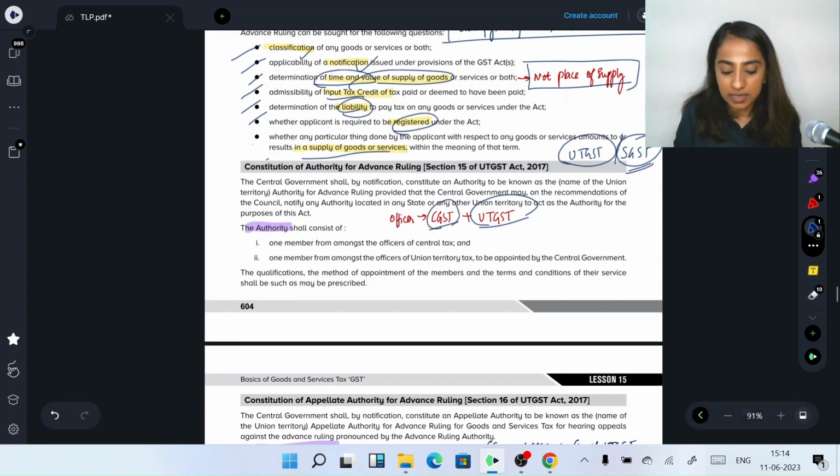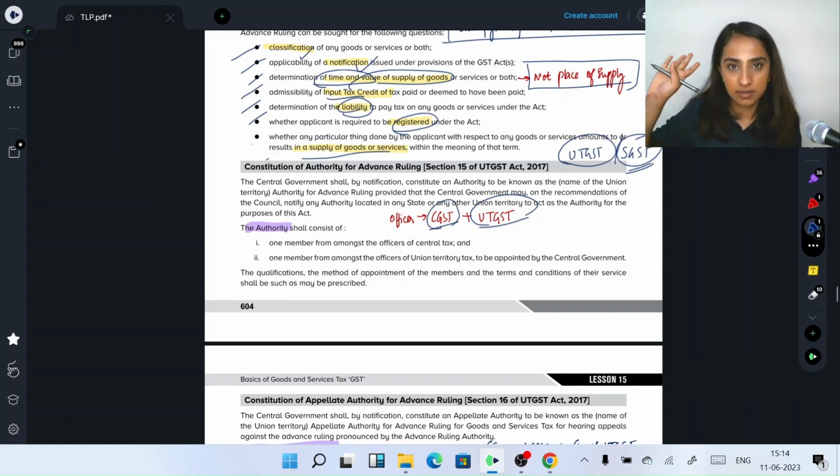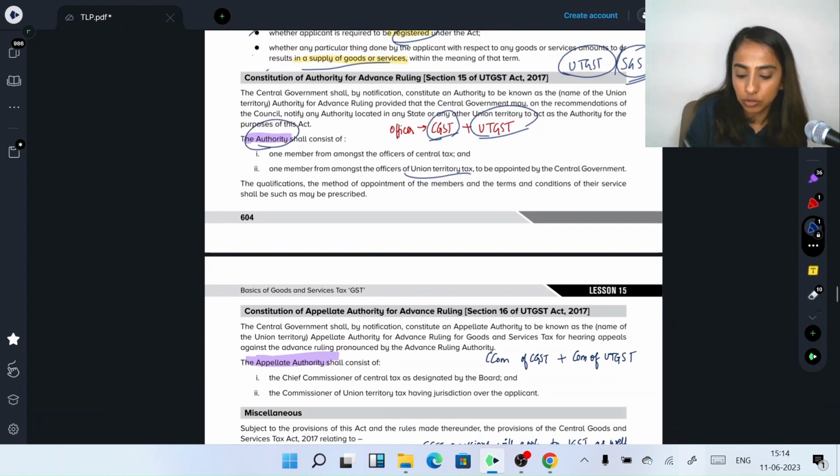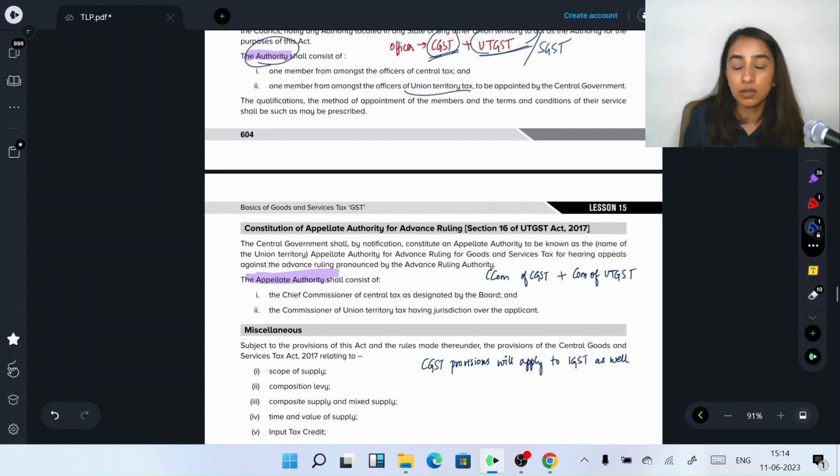Now, they say who is the officer. Officer will be one from the central tax and one from the UTGST or the union territory tax. So this constitution will have one authority and one appellate authority. So they're saying who is the authority. Please understand, the authority will have one from CGST and one from UTGST, or if they're talking of SGST, then one from SGST. Who will constitute the appellate authority? Again, an MCQ question, exam testing question. Here the commissioner will form. One is the Chief Commissioner of CGST, that is the chief commissioner of the Centre. One more is the Commissioner of the UTGST, who will form part of the advance ruling authority.